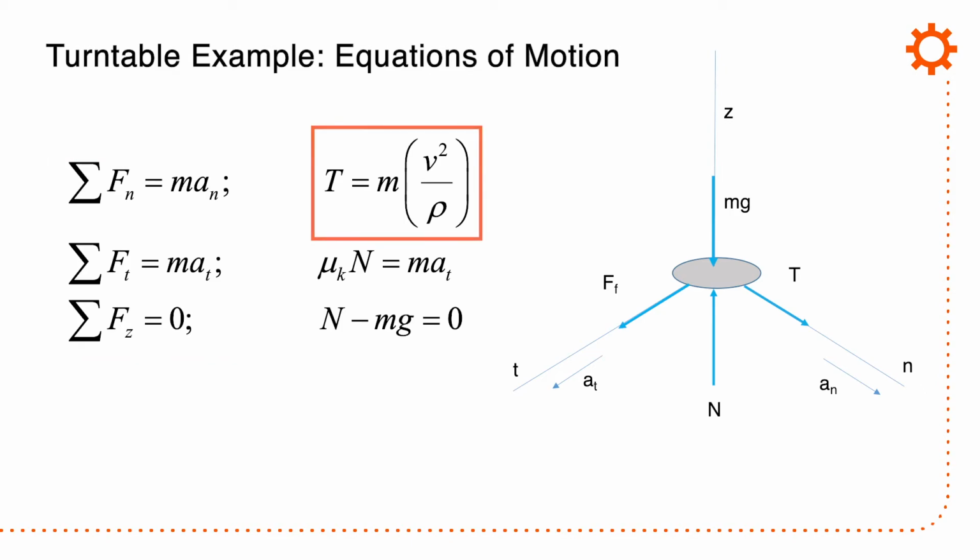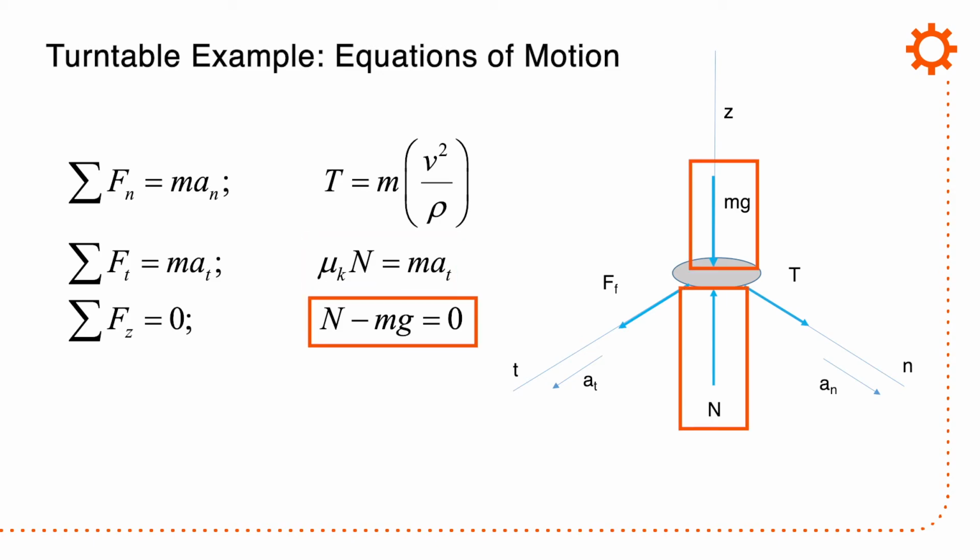In the normal direction, I only have the tension because that's pointing in towards the center of curvature. And that's equal to mv squared over rho. Okay, that's good. In the tangential direction, I only have the friction force right here. And that's mu k N equals mass times tangential acceleration. Okay, that's good. And the only term left is the normal force, N minus mg. N is acting in the vertical upward direction, weight is acting downward.